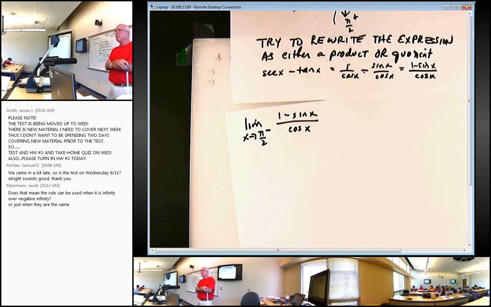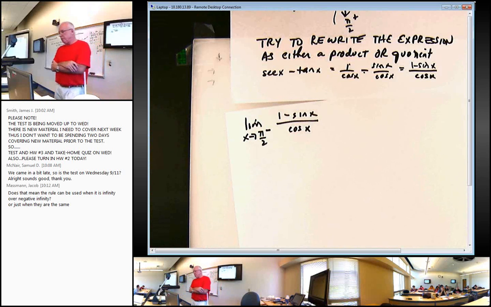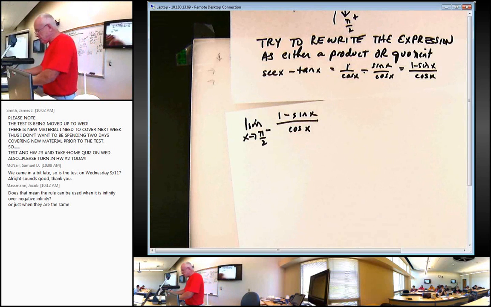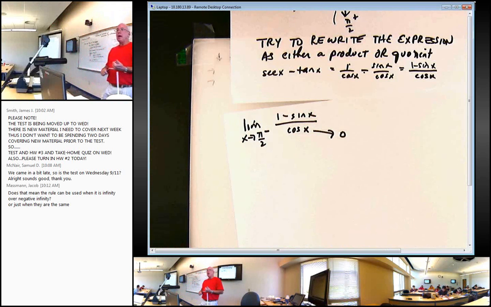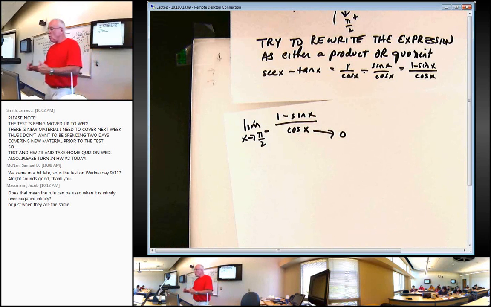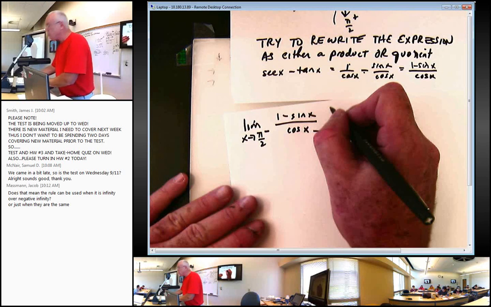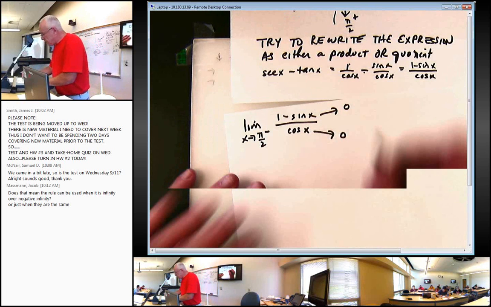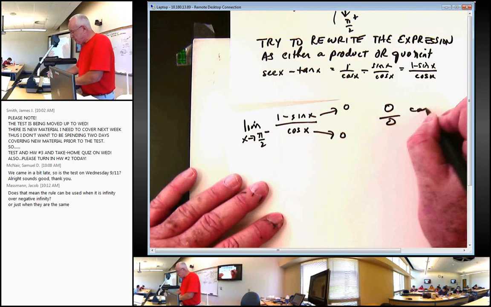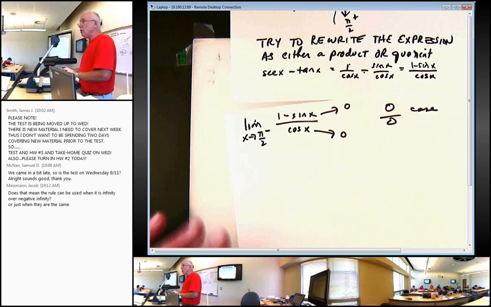We'll take a break after this one. So the cosine of pi over 2, that's heading to 0. The sine of pi over 2 is 1, so 1 minus 1 is also heading to 0. So we now have a 0 over 0 case, so we can do the rule.